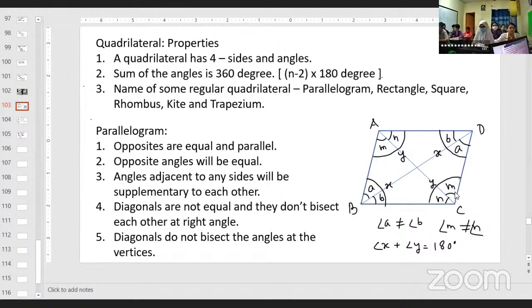Here, the angles are not equal. AC is not equal to BD. And all the properties we had have been discussed. Any problem understanding? Yes, sir.